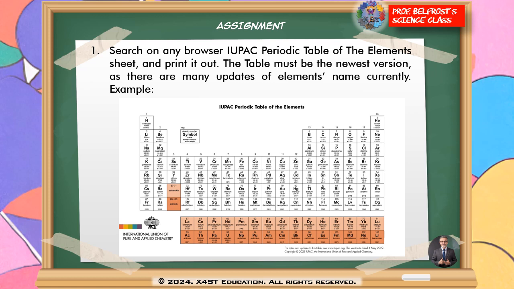The table must be the newest version. I always remind you, you have to print the newest version. Maybe by the time this video is released and the time that you watch, you already have a newer version than this one. Print it out, okay? Because there will always be regular updates from the IUPAC committee about the element names. I want you to always have the newest. There are 108 elements, okay?